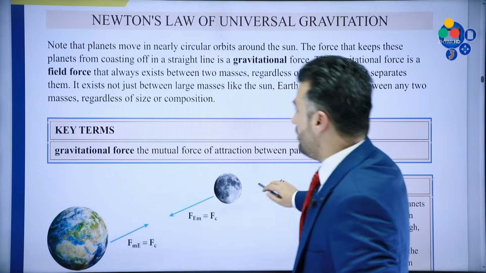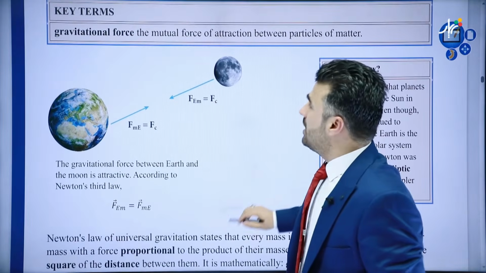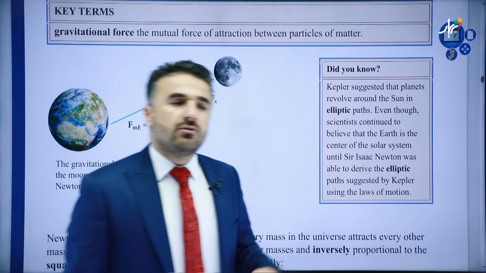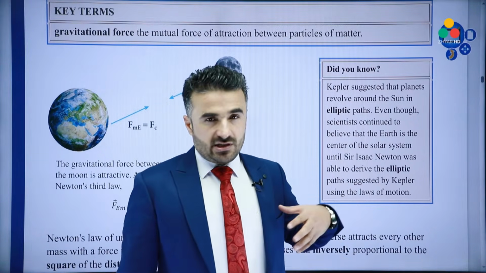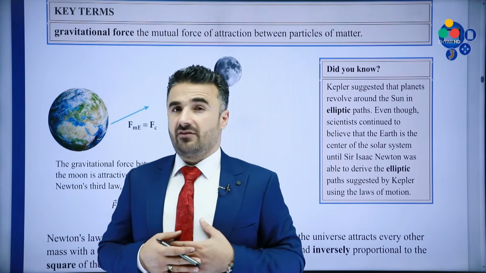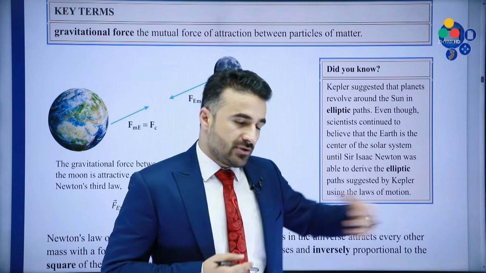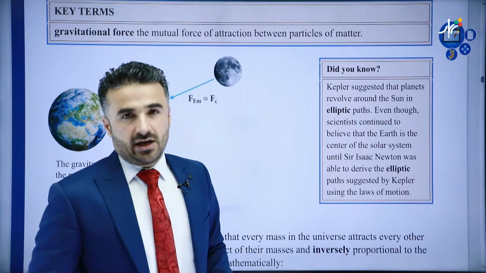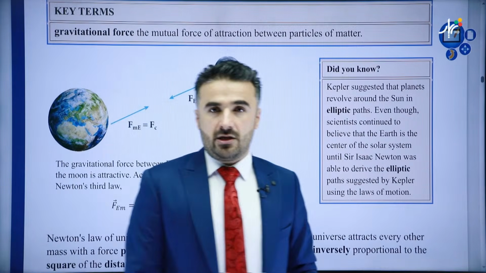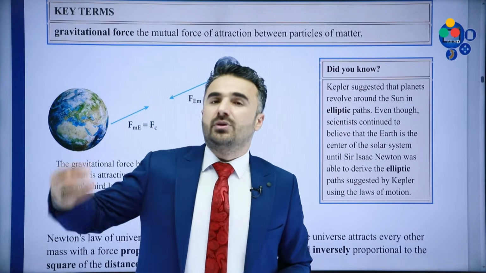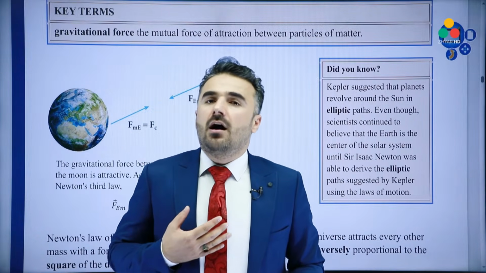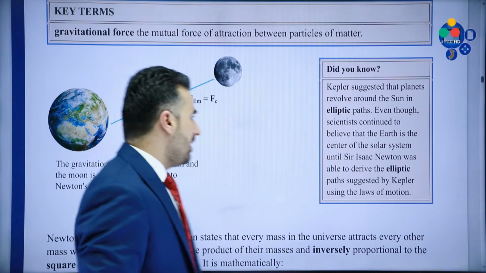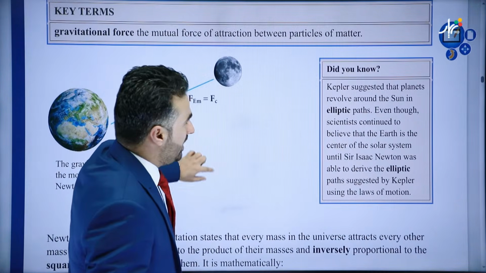I'll explain more, okay? Gravitational force is the mutual force of attraction between particles of matter. If I consider myself an object and consider something else an object, there is a force of attraction between us. That object would attract me, and I would attract the object in return as well. For example, like me and the Earth, if I make a jump, I would be pulled down by the Earth because there is a force of attraction between me and the Earth, between you and the Earth. Thank God this force is not that big.